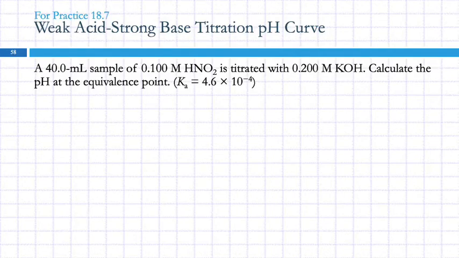So let's look at this problem. A 40 ml sample of 0.1 molar nitrous acid is titrated with 0.2 molar KOH. Calculate the pH at the equivalence point. And we're given Ka for the acid, 4.6 times 10 to the minus 4.